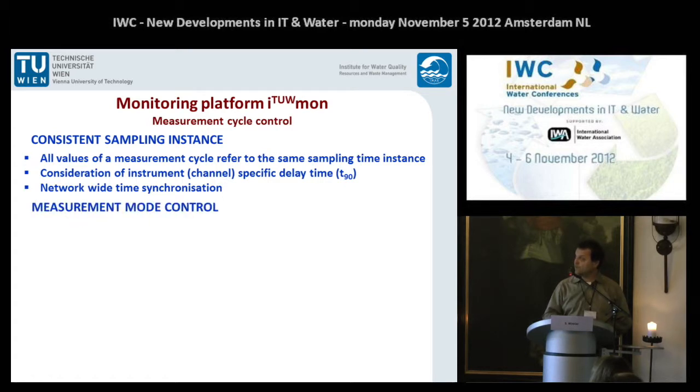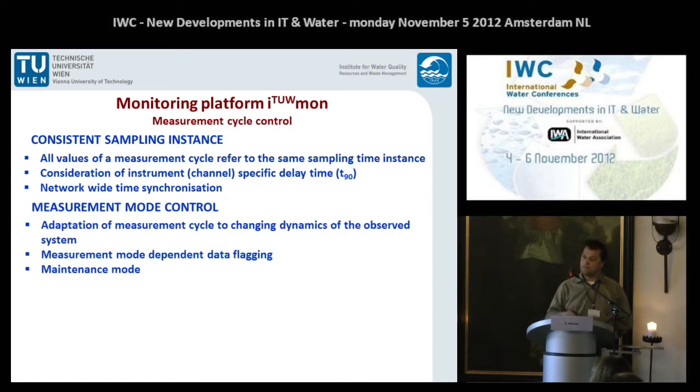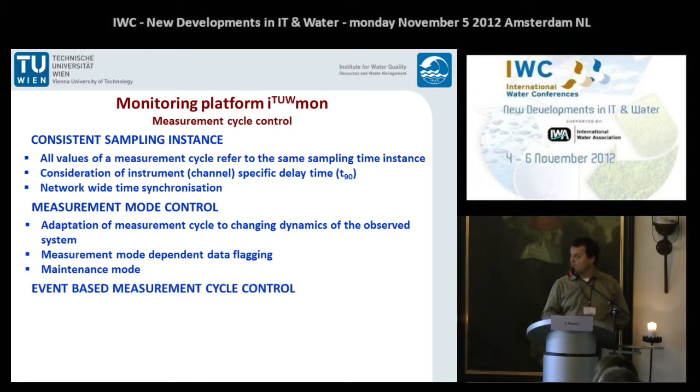The mode control, we adapt to changes of the dynamics of the observed system. So we increase, for example, the measurement frequency, or we trigger an automatic sampler if some specific events occur. We flag the data according to which mode they have been generated, and we have also a maintenance mode that can be started by hand.